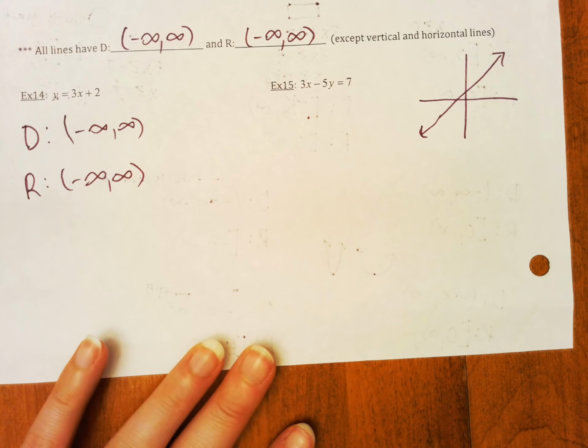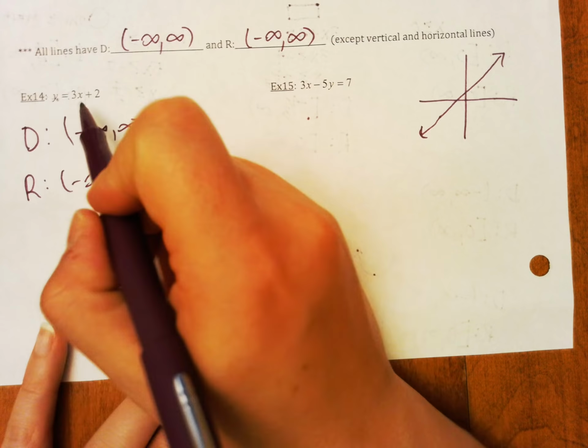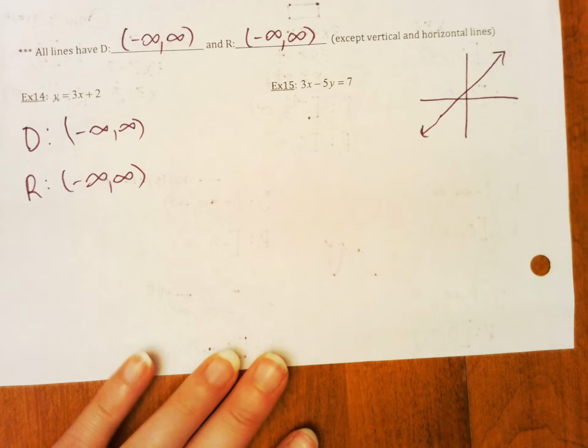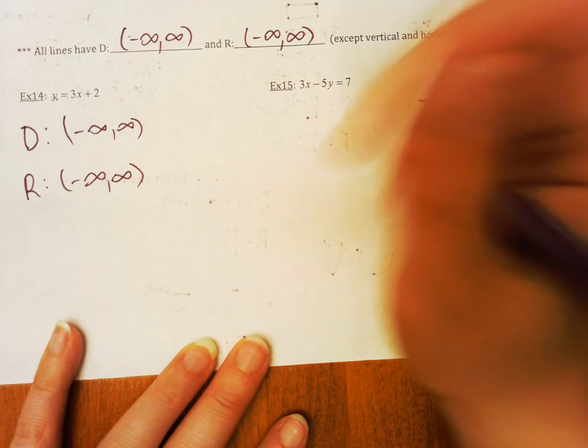If I graph this, it'd just be a line. In fact, you should know how to graph it, right? You start with the y-intercept at 2. You go up 3 over 1. That's your slope. Draw your line. It would extend in all directions.